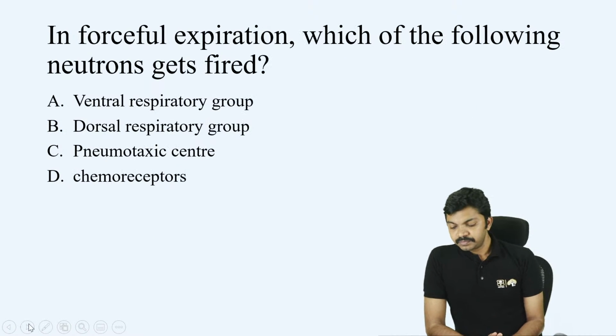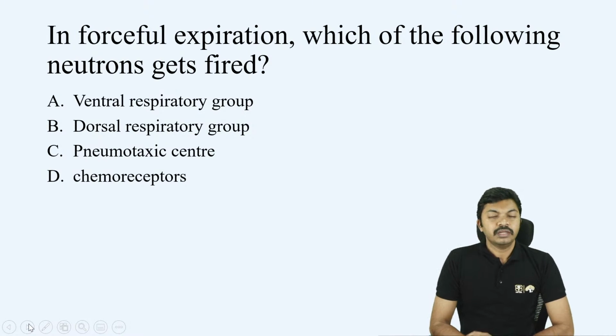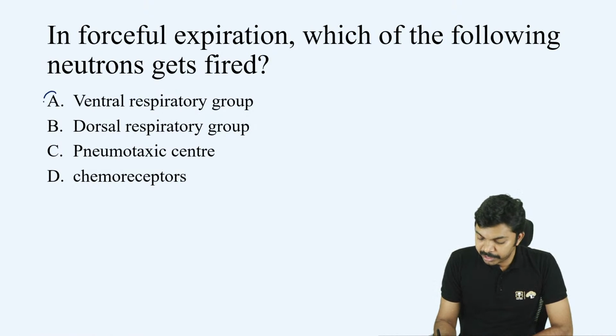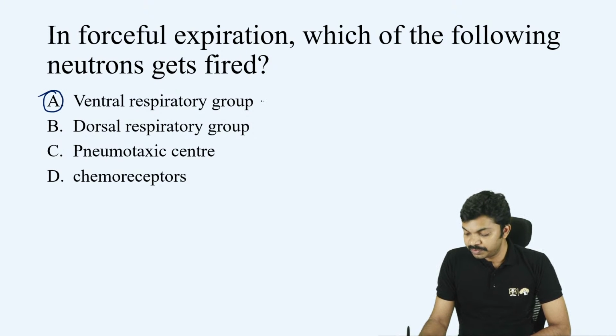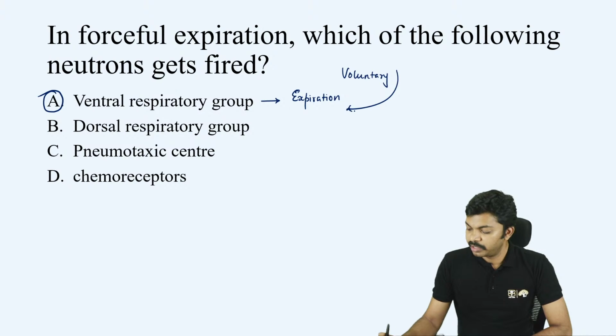Now, in forceful expiration, which of the following neuron gets fired? It's a straightforward question. No bigger concept or logic. We have ventral respiratory group of nucleus, which is exclusively concerned with expiration, specifically speaking, voluntary expiration. Voluntary expiration or active expiration.